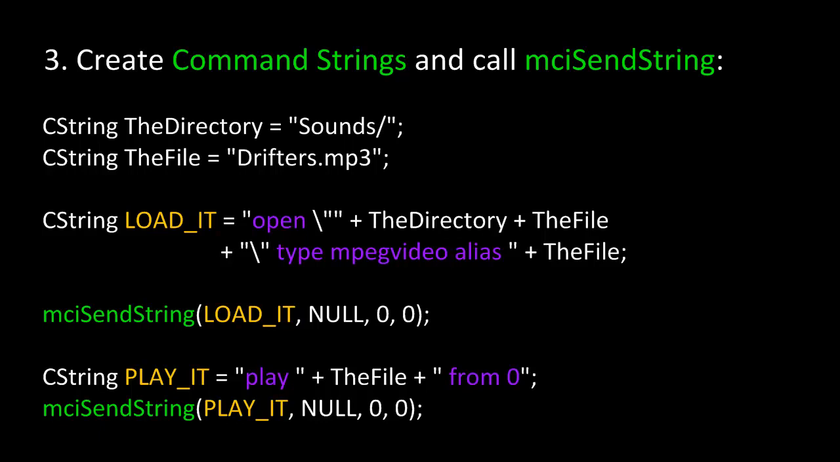Then to play it, I do the same thing. I take another C string, and I build it, this time with the command play, and I pass it to mciSendString.